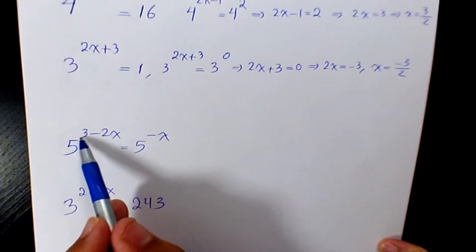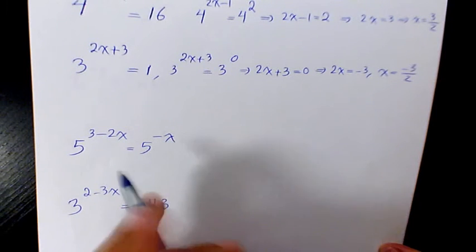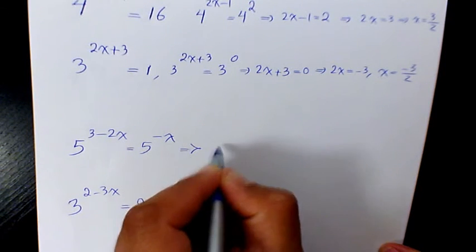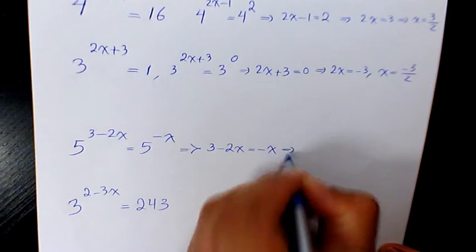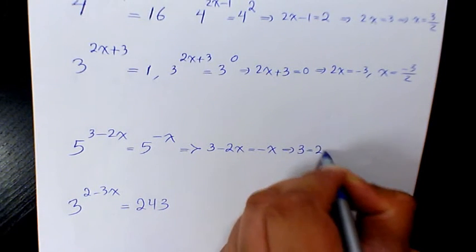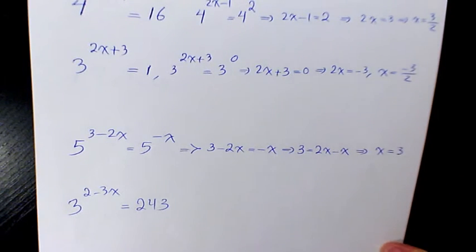Next one, 5 to the power of 3 minus 2x equals 5 to the power of negative x. So we can say 3 minus 2x equals negative x. So therefore 3 equals 2x minus x. So x equals 3.